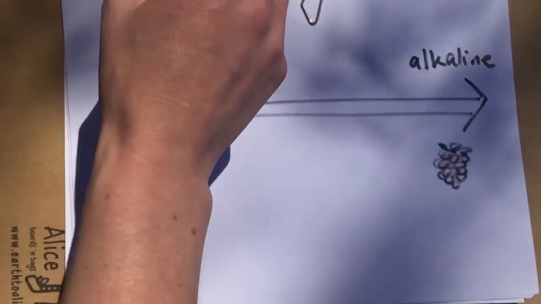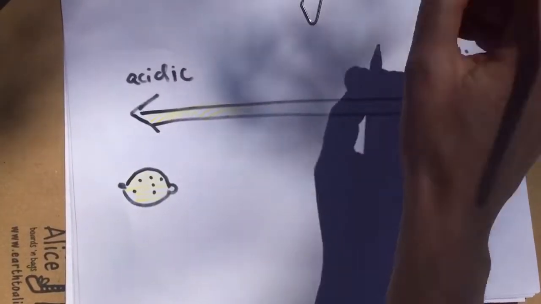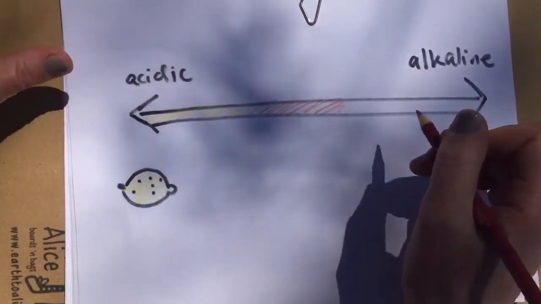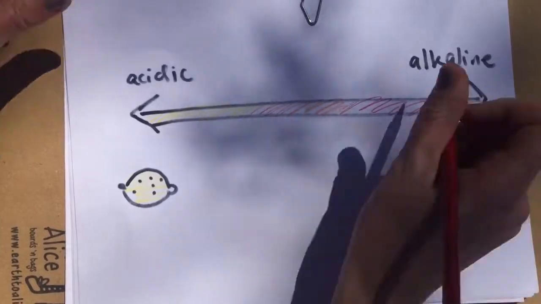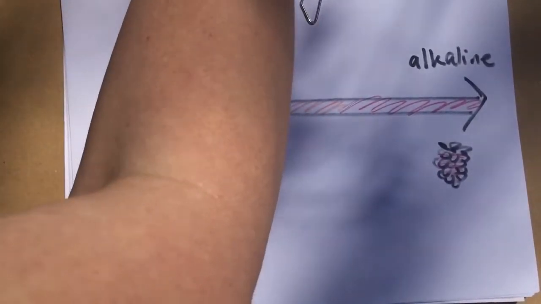Then I continue my spectrum by adding colors. It's going to be yellow for acidic, normal is going to be orange because it's nice in between, and then alkaline is going to be red. We're going to go ahead and add our pH values just to help with that.